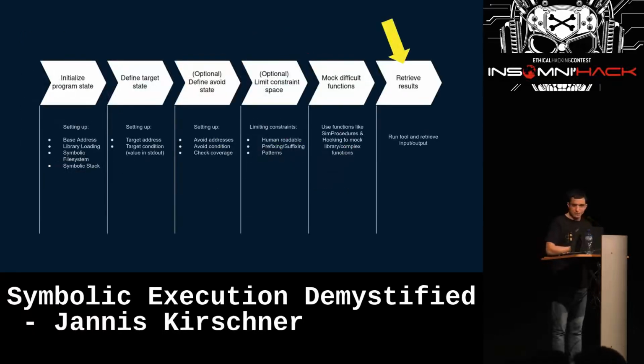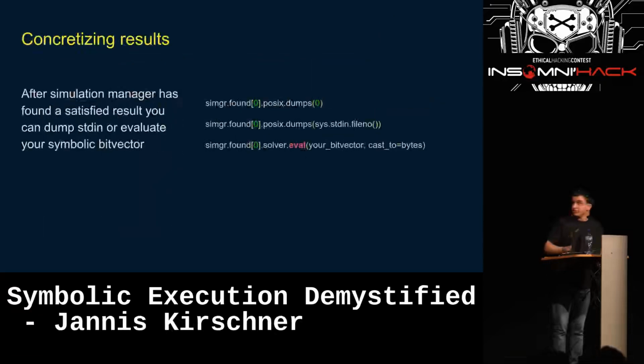And finally, we can retrieve our results. Usually you want to dump standard input that has been provided, or you want to evaluate your symbolic bit vector that you have injected into memory, as we have seen before. So those are two main ways, based on what the binary expects, to get the input to get your flag. It's very simple.